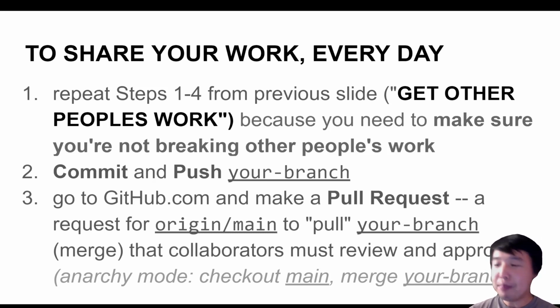Now, some people might say, this is too much work and we're not a company. So some people do the anarchy mode where you don't use pull requests, where instead you switch over to the main branch and you pretend you're GitHub and you merge your branch into the main branch yourself. And that's okay too, as long as you all really trust each other and you know each other and you're not going to mess stuff up.